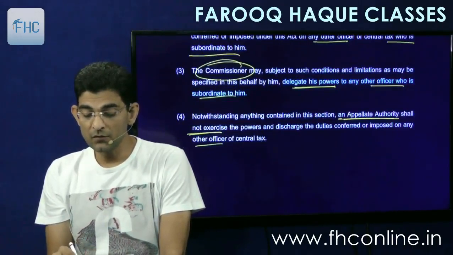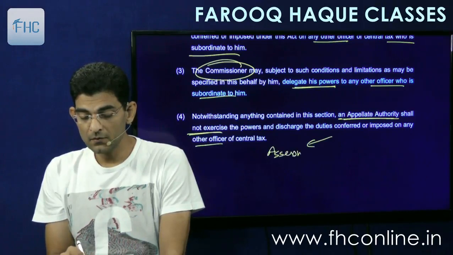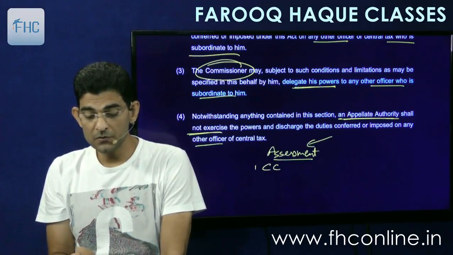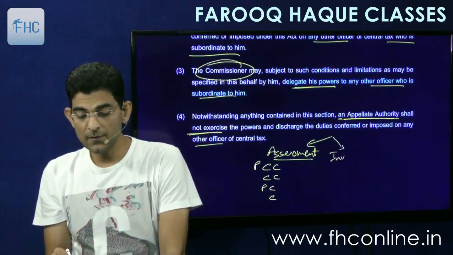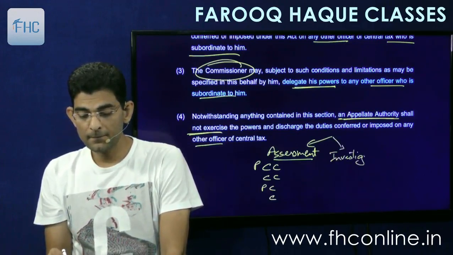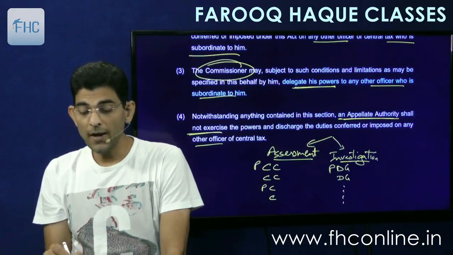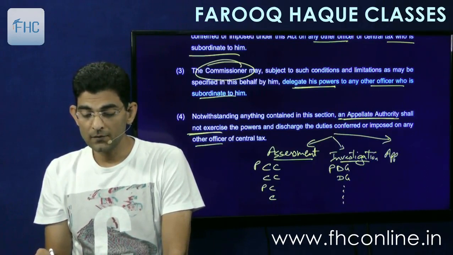So as I was telling you, there are three wings. One is the assessment wing. In the assessment wing you have the chief commissioner, principal chief commissioner, then principal commissioner, then commissioner, and so on. Then you have the investigation wing. Investigation means the principal director general, then director general, and so on. And then the third wing is called the appellate wing.